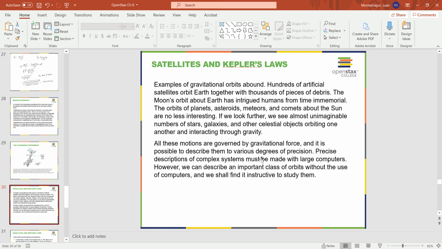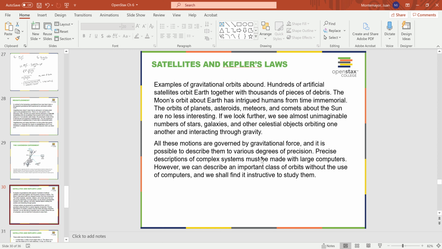Okay, so that brings us to satellites and Kepler's laws. So now that we're in the aspect of space, we can go ahead and talk about some space laws. Examples of gravitational orbits abound. Hundreds of artificial satellites orbit Earth together with thousands of pieces of debris. The moon's orbit about Earth has intrigued humans from time immemorial. Orbits of planets, asteroids, meteors, and comets about the sun are no less interesting.